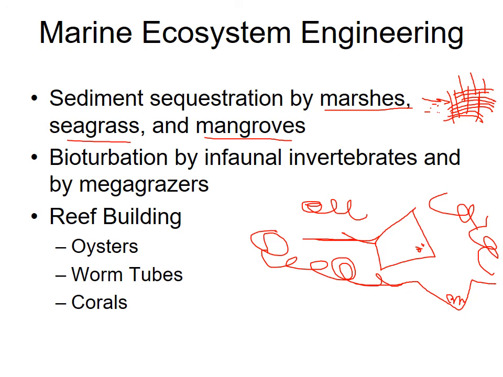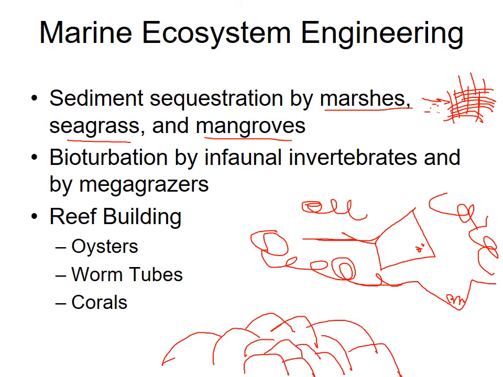Reef building, so oysters, worm tubes, and corals. So here's corals that are mounding on top of each other, and over time, they're building this environment. So that's reef building, super obvious type of ecosystem engineering.